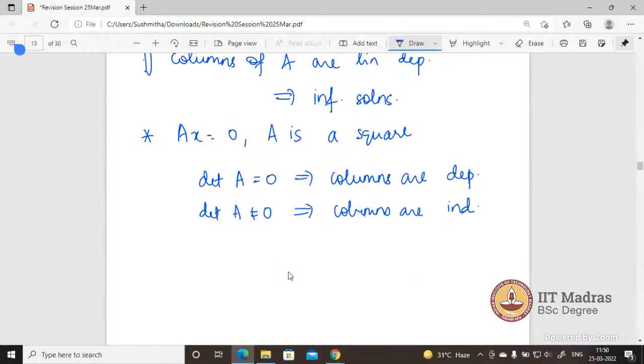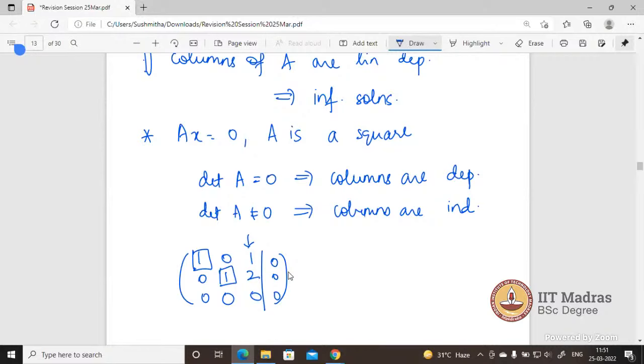Okay. So say 1 0 1, 2 1 0, 0 0 0. So in this case, this column doesn't have a pivot. So x3 is independent, right? So you will have infinitely many solutions. Fine?